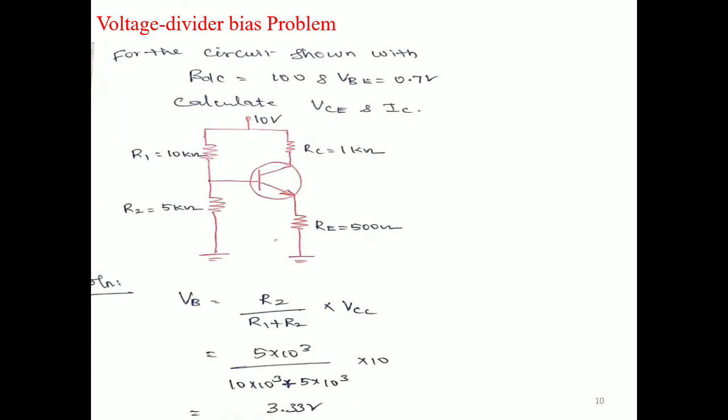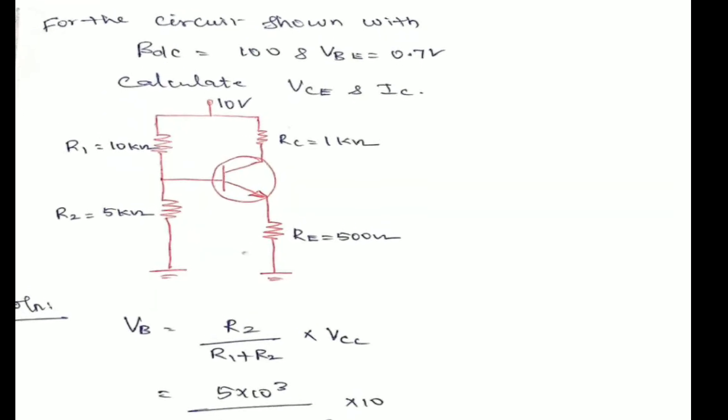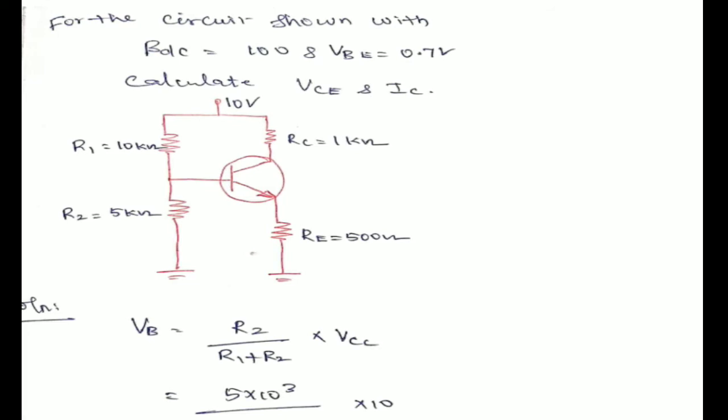Once you understand the voltage divider, we can go with one problem. Next, you can easily understand the voltage divider problem. Here for the given circuit, the gain value is equal to 100 and the VBE value is equal to 0.7. Calculate your VCE and IC. Why VCE and IC? Because the Q point depends upon your IC and the VCE value.